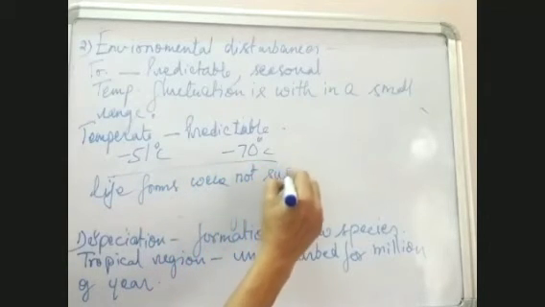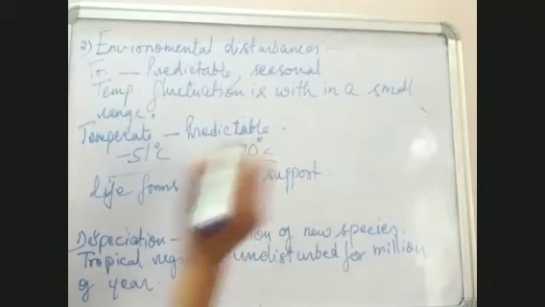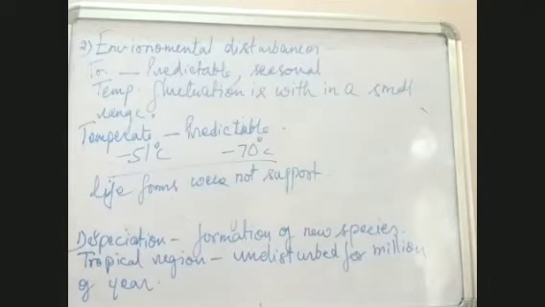When the life forms are not supported, what happens? That means diversity will not be there. The richness of diversity is not seen. Not only richness, the life forms are difficult to see. So that was the second reason, because the climatic changes were not predictable.